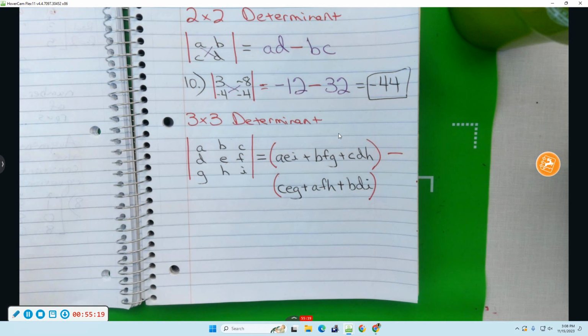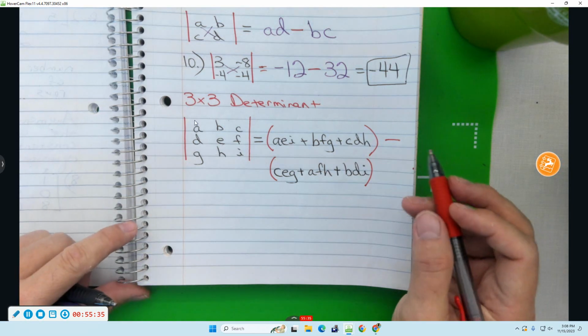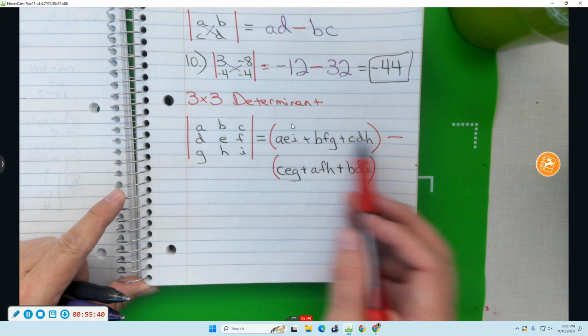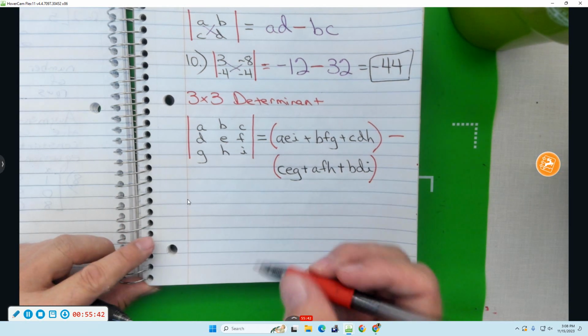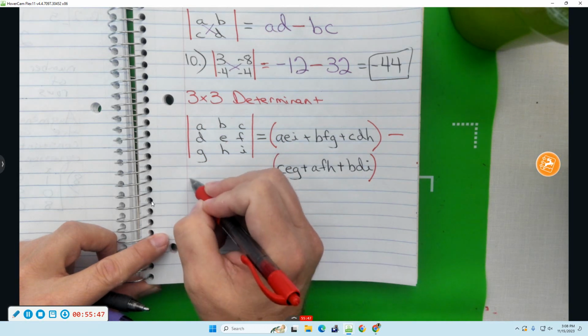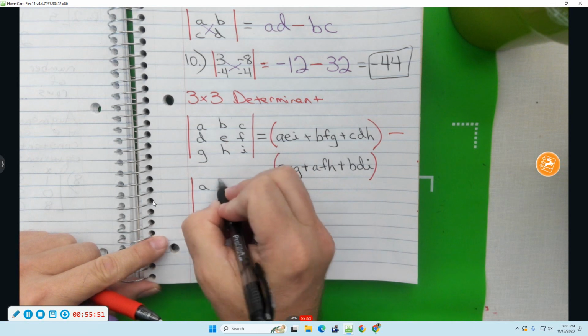If you're thinking, do I have to memorize this? No. Do y'all see the pattern? It's a crisscross pattern. I think the trick is to recopy the first two columns. Don't worry about these letters here; you need to see the pattern. Recopy the first two columns. Write down the whole problem. So, A, B, C.